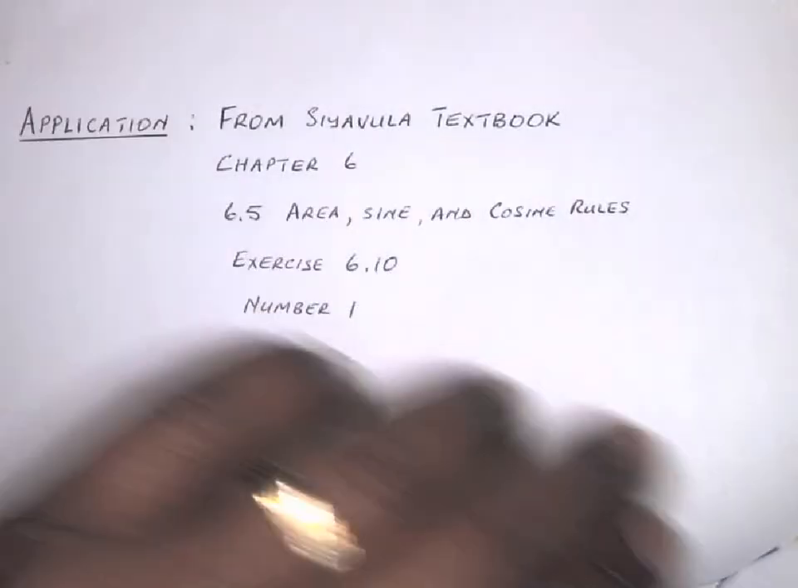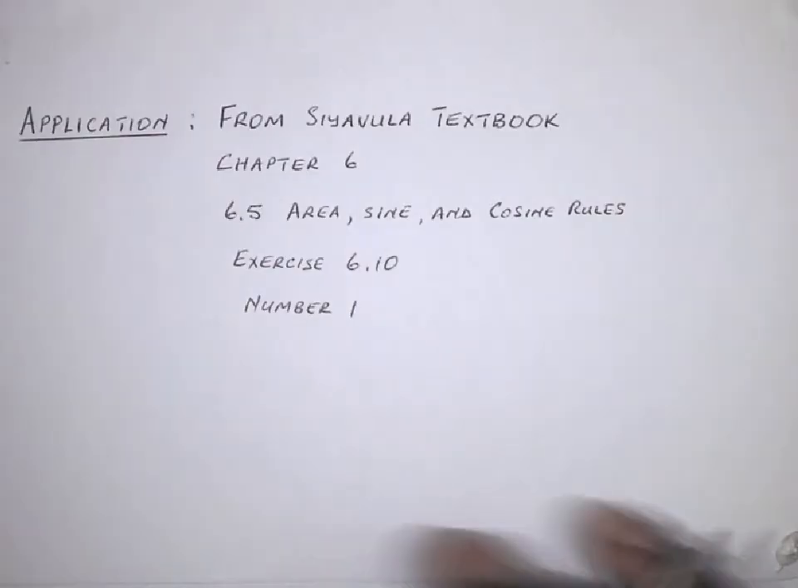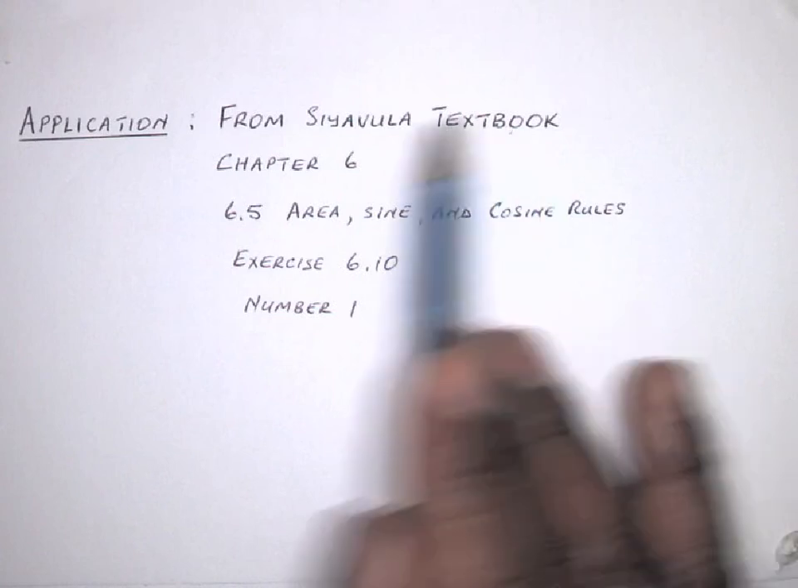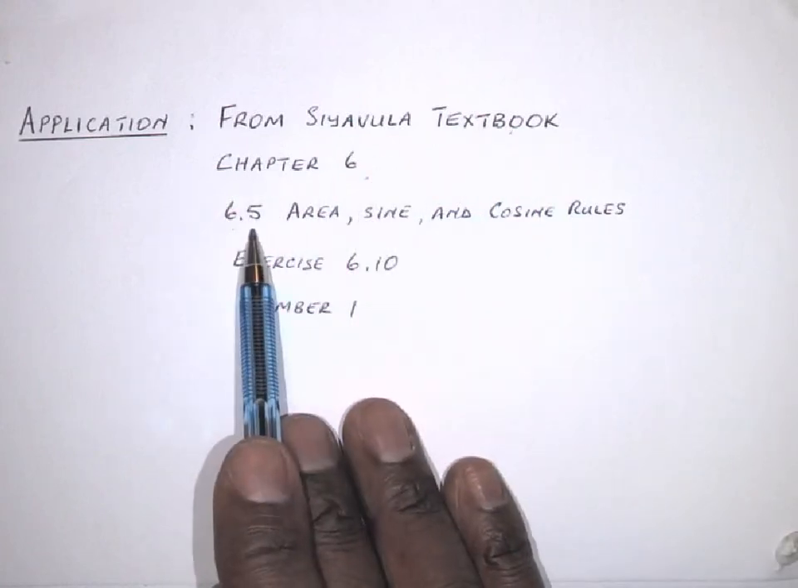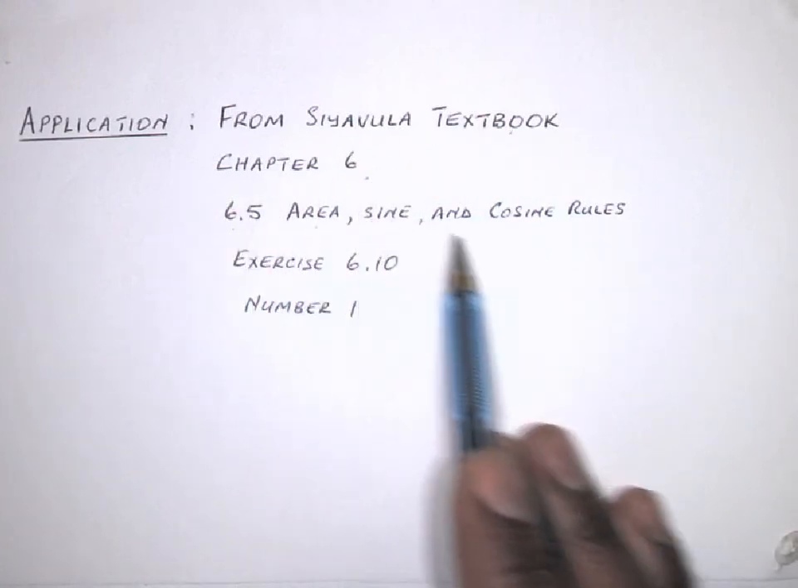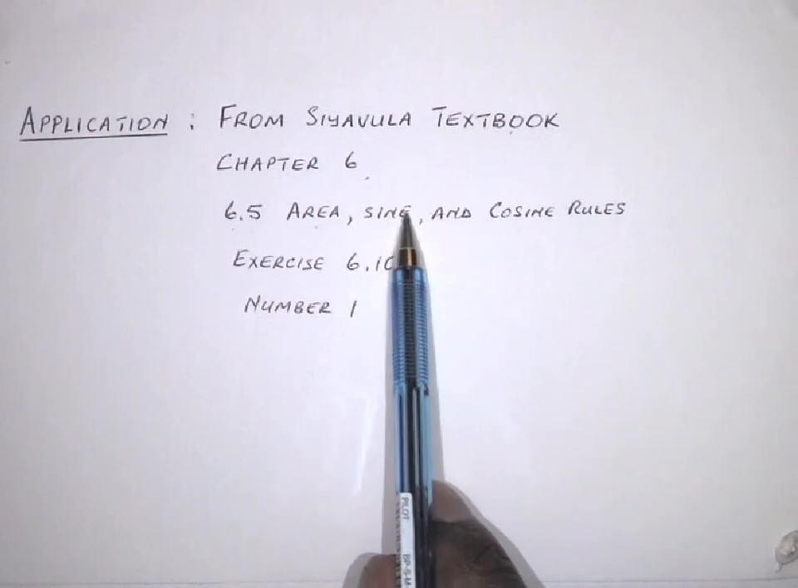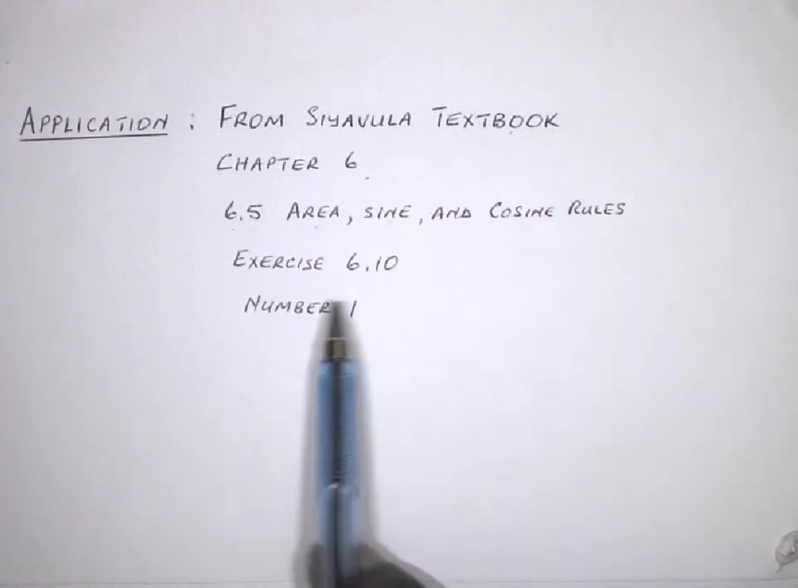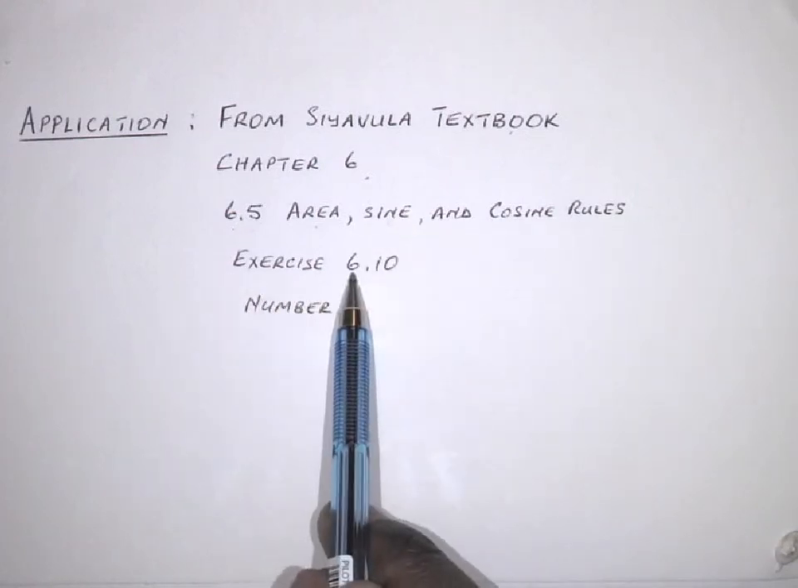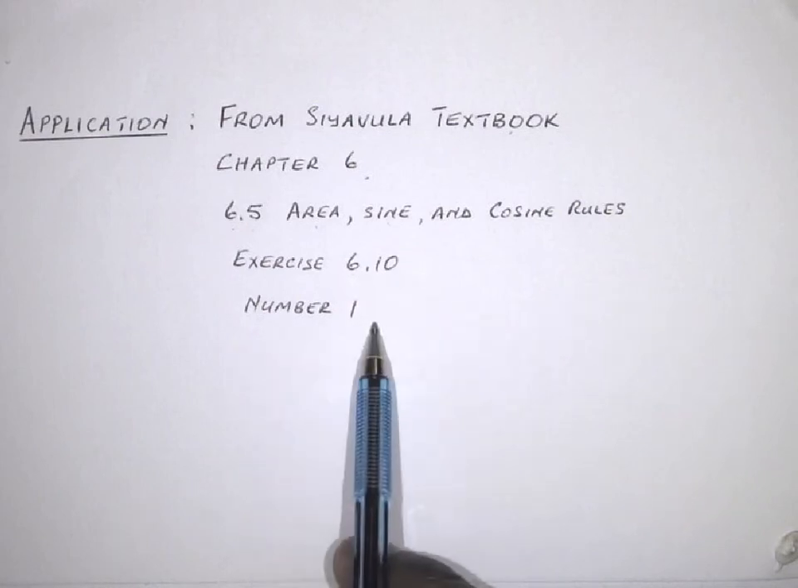Now, for yourselves, can you from the Siyavula textbook do chapter 6.5, where it says area, sine and cosine rule. You're still going to do the sine and the cosine rule later. Then you do exercise 6.10, number 1 only.